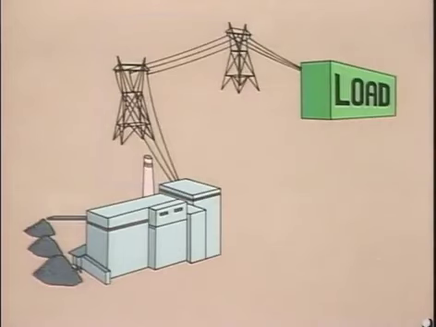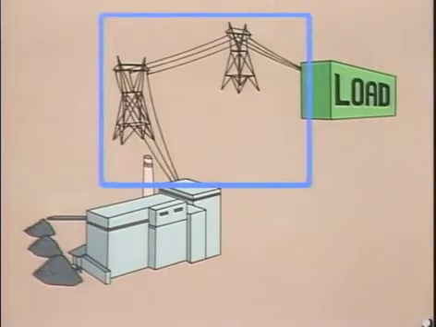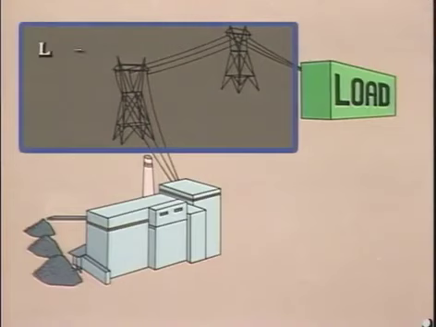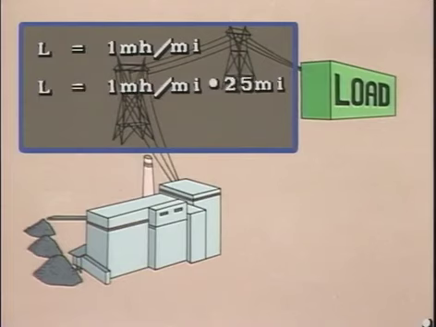This illustration represents a transmission line with three phases that are close to each other. The line runs for 25 miles. To simplify this example, we'll calculate the inductive reactance developed in only one phase of the transmission line. The first thing to do is determine the inductance in the line. In this example, we'll assume that 1 millihenry of inductance is produced per mile of line. Since the transmission line is 25 miles long, the inductance for the phase is 25 millihenries.